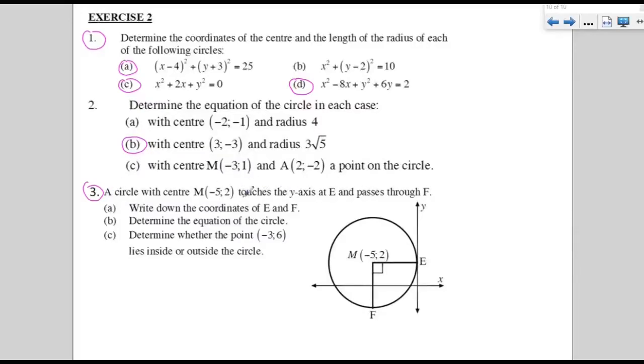Question 3, watch the word touches. Touches means it's a tangent. And tangent means one point of intersection. One point. It touches at one point.